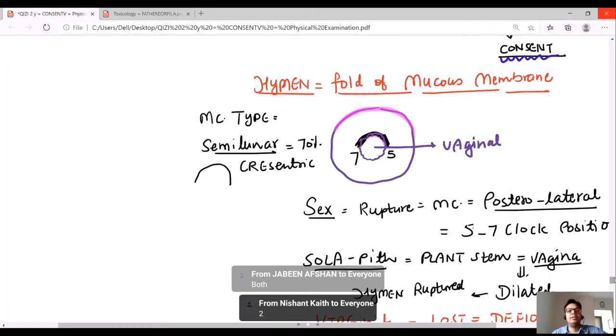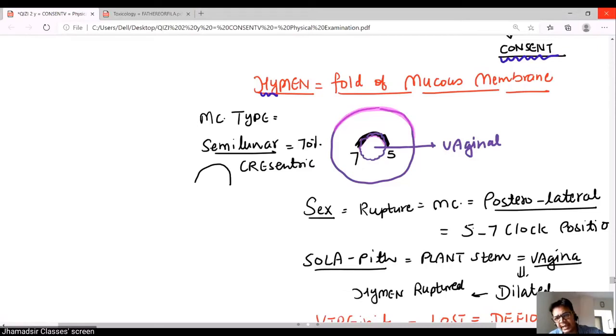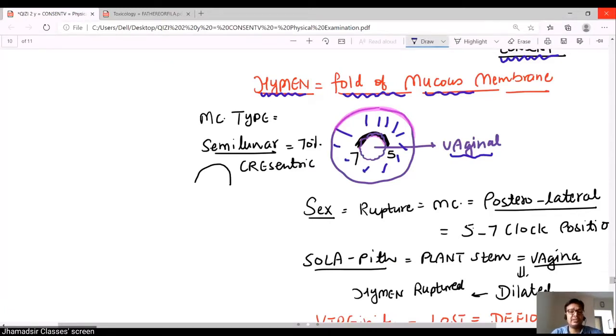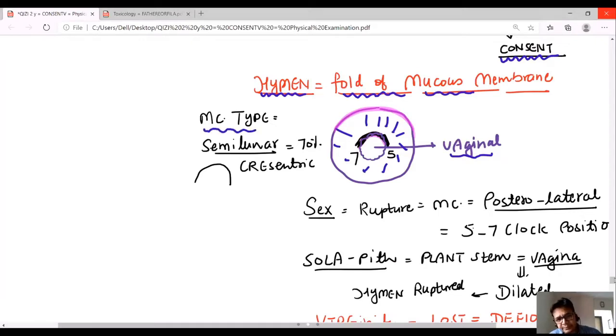Very good. Now, sir, we are coming to hymen. Sir, hymen is a fold of mucous membrane surrounding the vagina. This is the vaginal orifice. This is the hymen. Now, Doctor Sahab, the most common type of hymen is semilunar. 70% of females have this type of hymen, that is semilunar or crescentric. Semilunar or crescentric, both are the same.